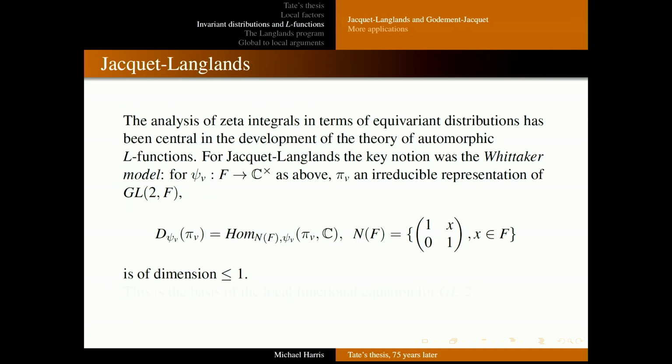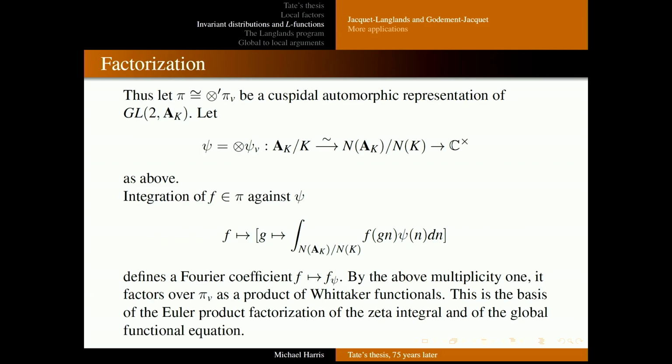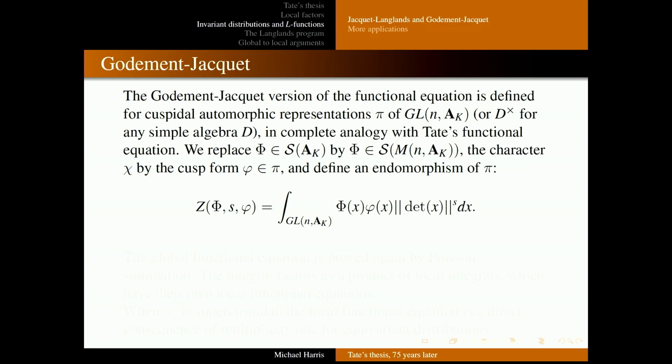And now the analysis of zeta integrals in terms of equivariant distributions, following Weil's reinterpretation of Tate's thesis, has been central in the development of the theory of automorphic L functions. So the key notion for Jacquet and Langlands was the Whittaker model, which I think I will skip and go directly to the Godement-Jacquet version.